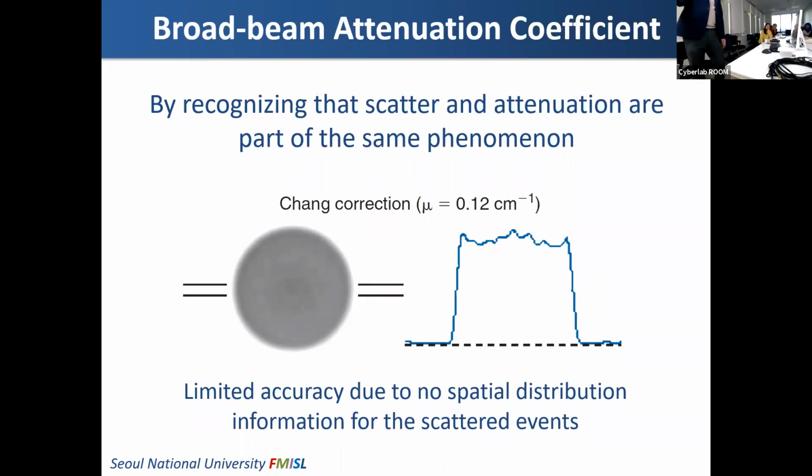But we can expect there will be some limited accuracy due to the lack of spatial distribution information. So this is a very global strategy and some kind of tricky, so I don't recommend it. The better one would be applying scatter correction before the attenuation correction. So then how can we correct the scatter?